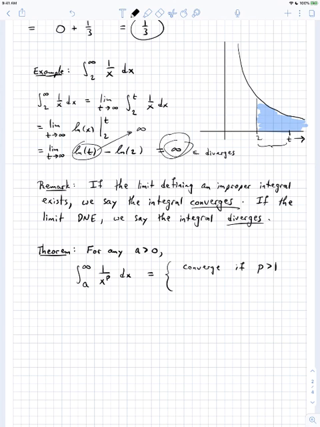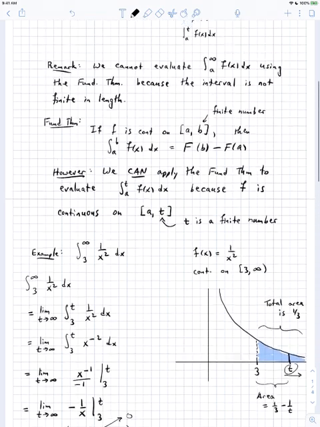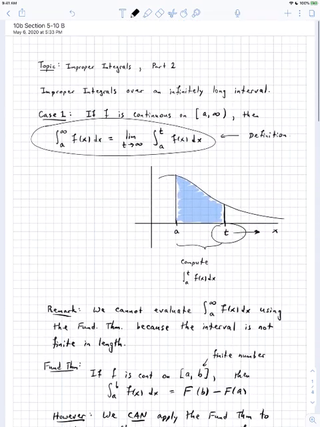So if p is greater than 1, you get convergence. However, if p is less than 1, then it's going to diverge. So it diverges if p is less than 1, or in fact equal, because this case right here is the case where p is equal to 1. So it converges if p is greater than 1 and diverges if p is less than or equal to 1. Okay, so that's case 1. Case 1 is when you're looking at an interval which is infinite. You're going from a off to positive infinity.